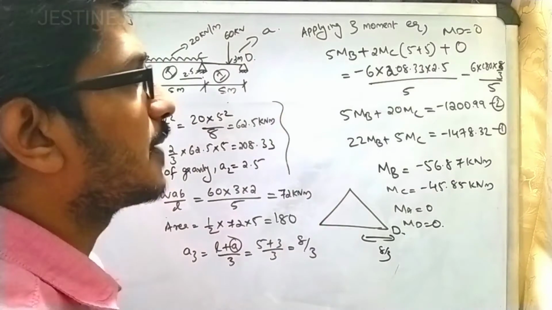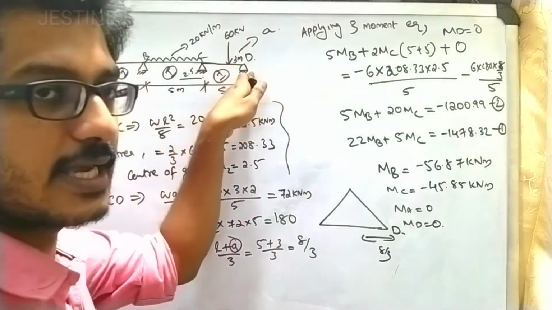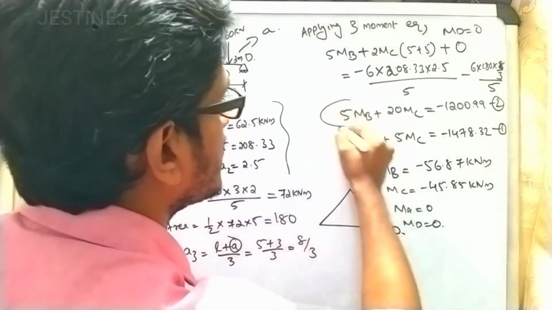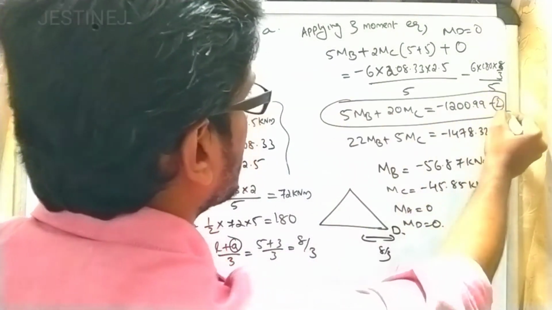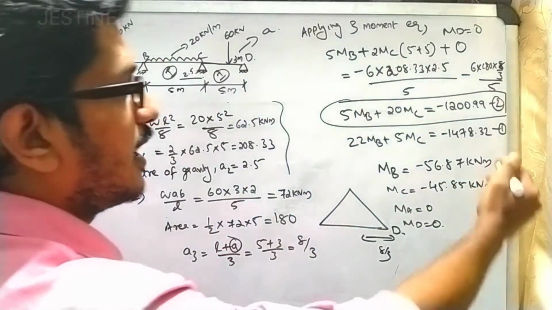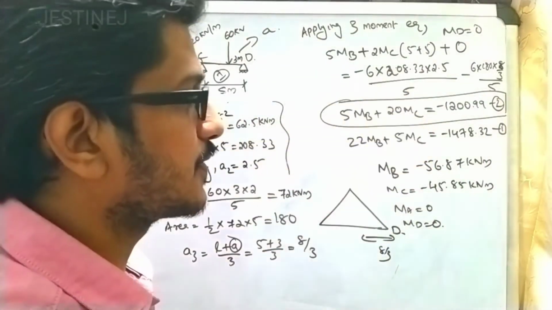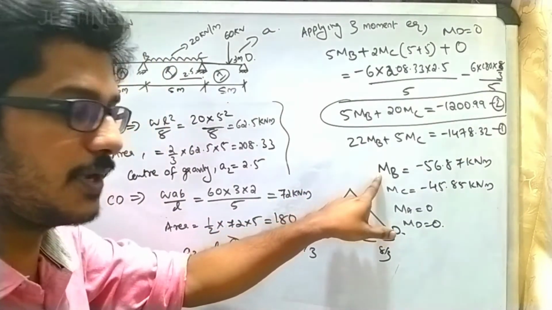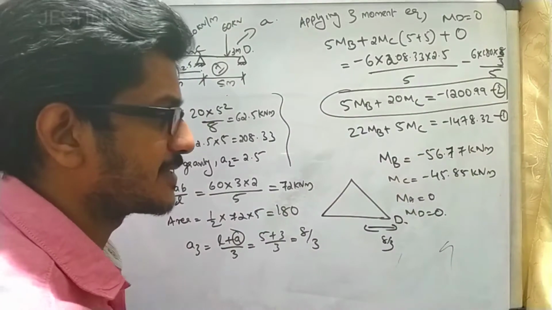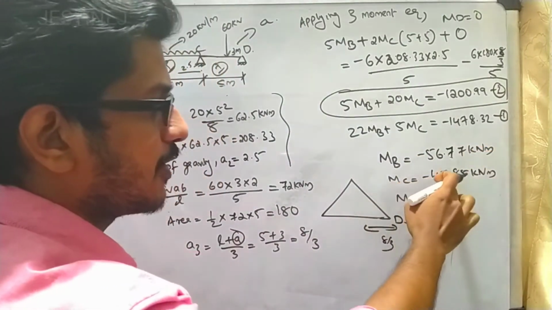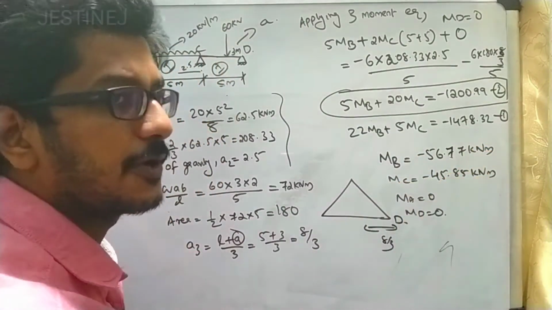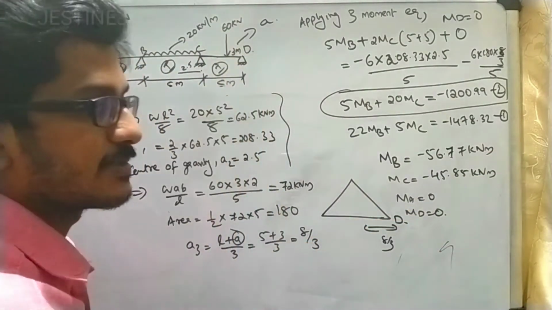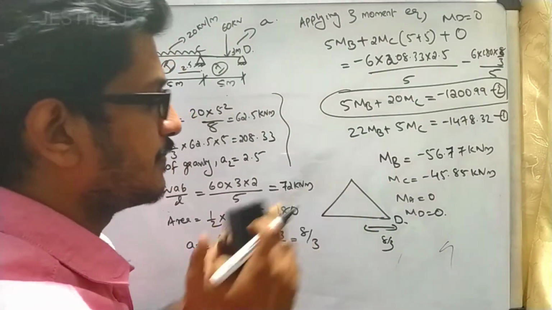And then you have to directly apply the three moment equation, and in this case MD value is going to be 0. So MB plus MC value is going to be in this equation. If you directly apply the values, you will finally get equations 1 and 2, and then you have to solve using the calculator. If you solve, you will finally get that MB value is minus 56.77 kilonewton meter, and MC value is going to be minus 45.85 kilonewton meter. And MA value and MD value are going to be 0 since both the supports are simply supported.